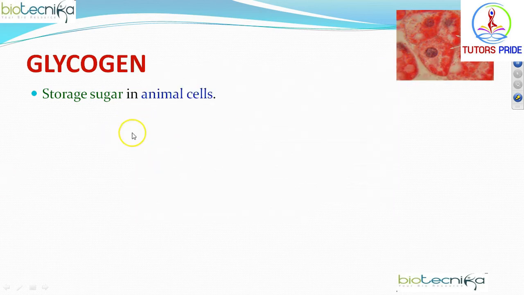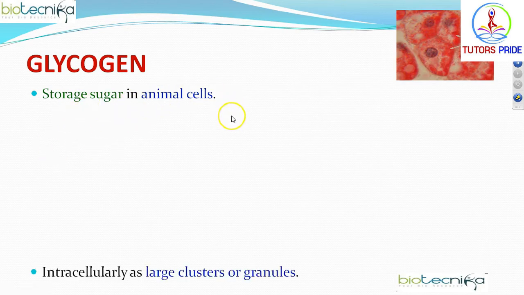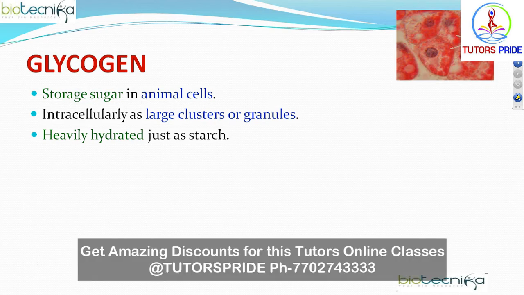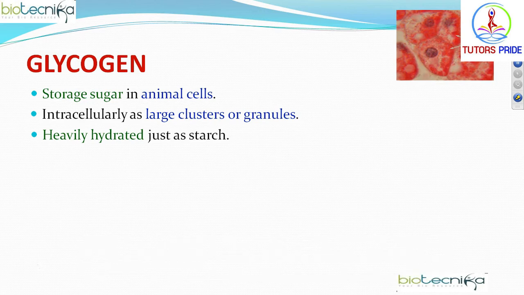Then you will see glycogen, starch and glycogen, as I told you. Glycogen is the storage sugar in animal cells. It is stored in the animal cell, and in plants there is starch. Okay, a question will come: which homopolysaccharide is the storage sugar in plants? So starch. And which homopolysaccharide stores the sugar in animal cells? So your answer will be glycogen.